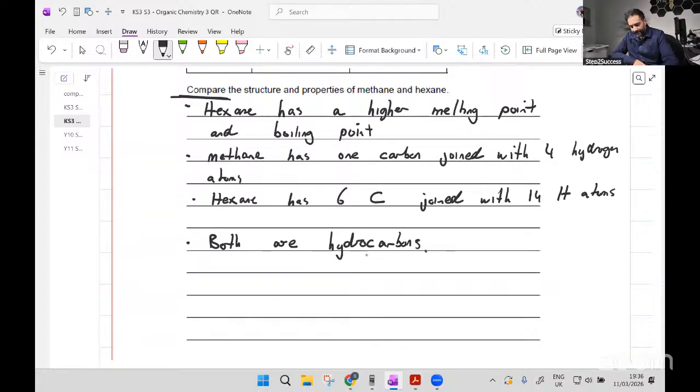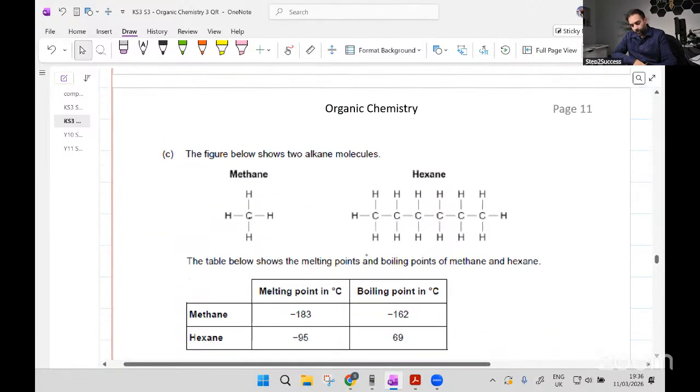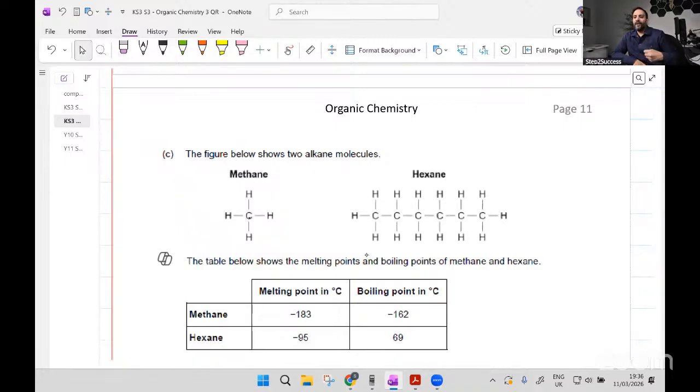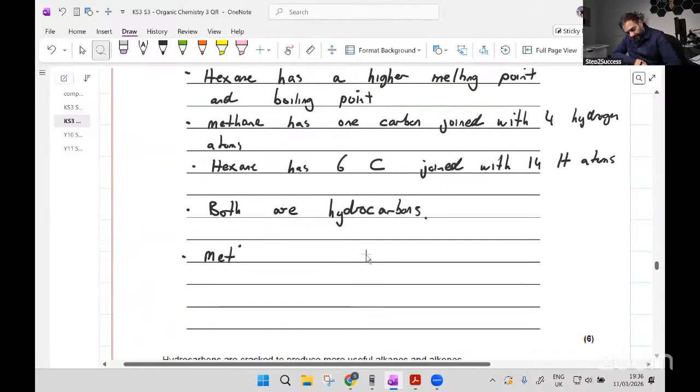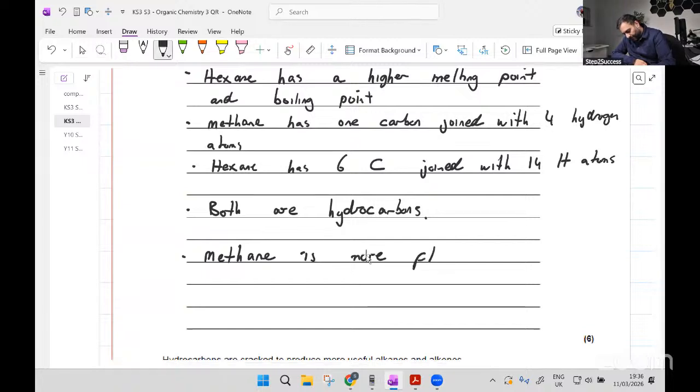That's a similarity. And then I'm going to put one more difference. The shorter ones of these things, we prefer the shorter ones because they burn better. And the word for burning is flammable. So methane is more flammable as well, I'm going to put. And I think that should be enough to get most of the marks there. That is question 3 for C.